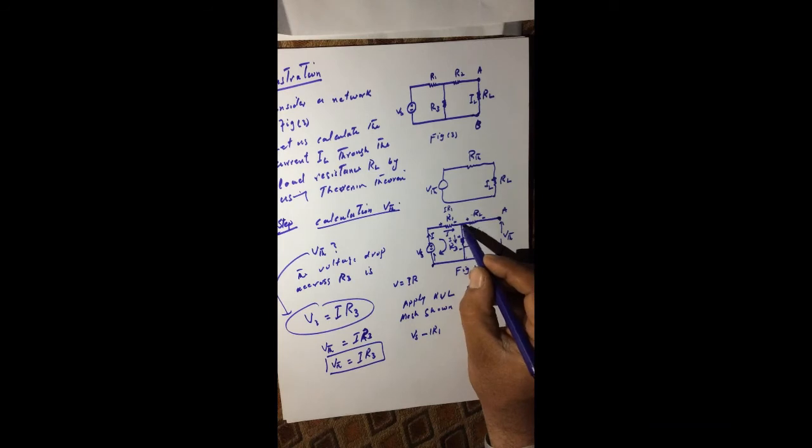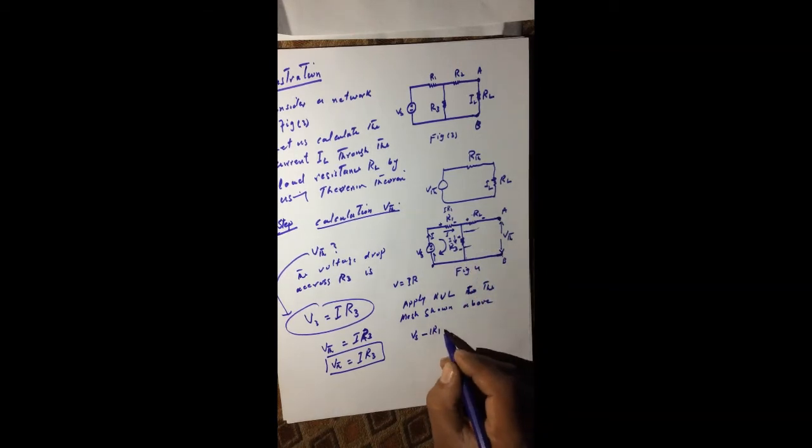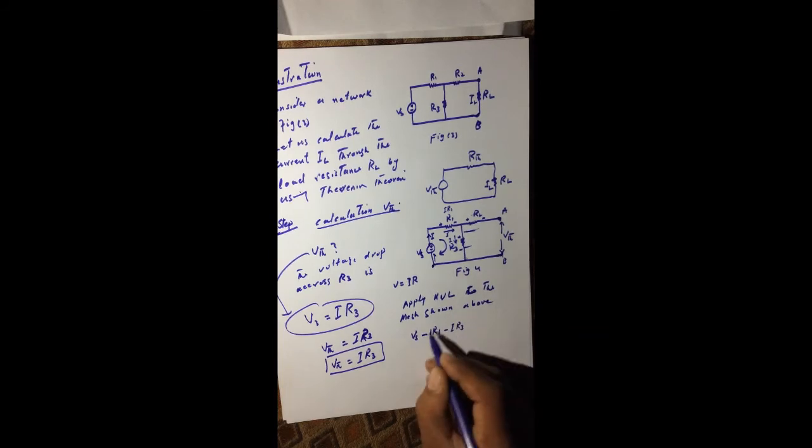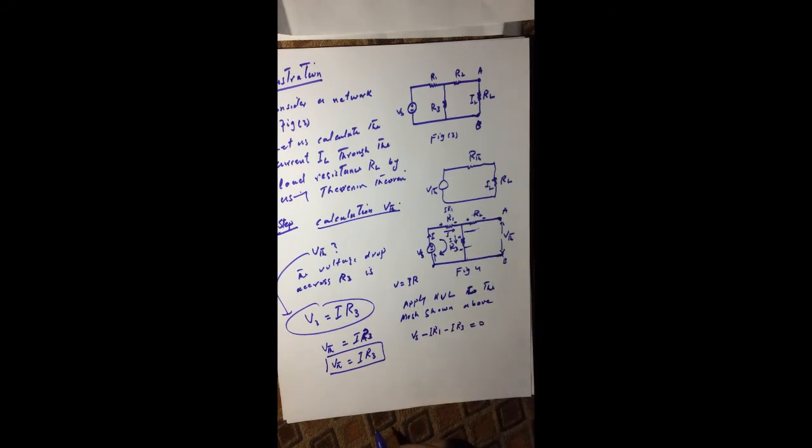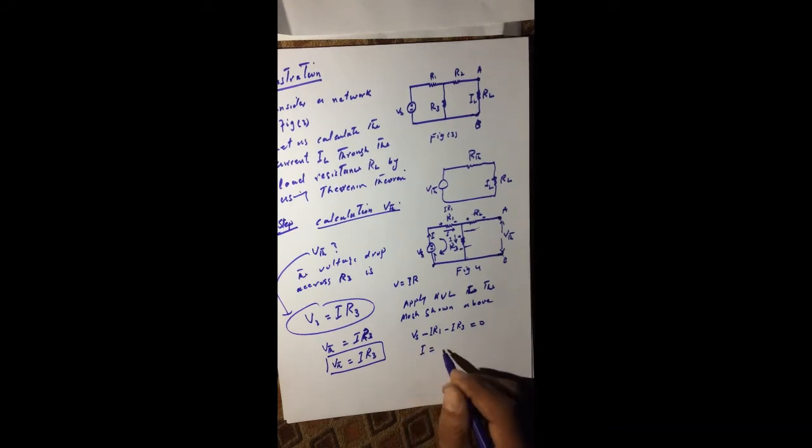And then we will move here. There is no current flowing, so the current is only flowing in this way. Here again we are moving from positive to negative, higher to lower, so this will be minus I R3 is equal to 0. From this we can get I very easily: bring this factor to this side and taking I common, I is equal to Vs over R1 plus R3. This is the current. If this is equation 1, this is equation 2.